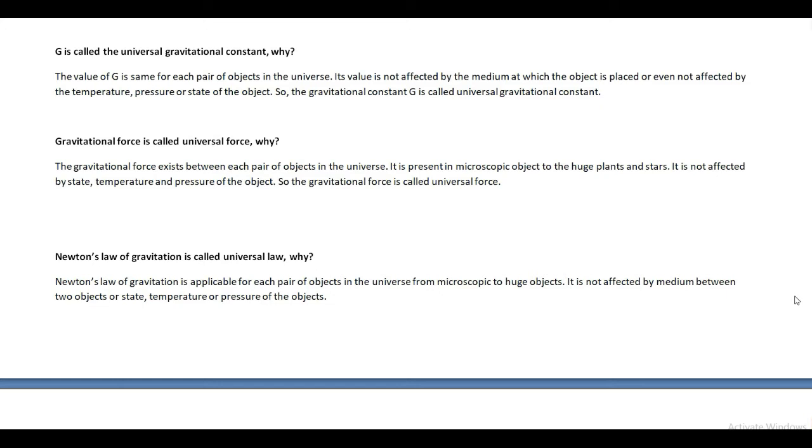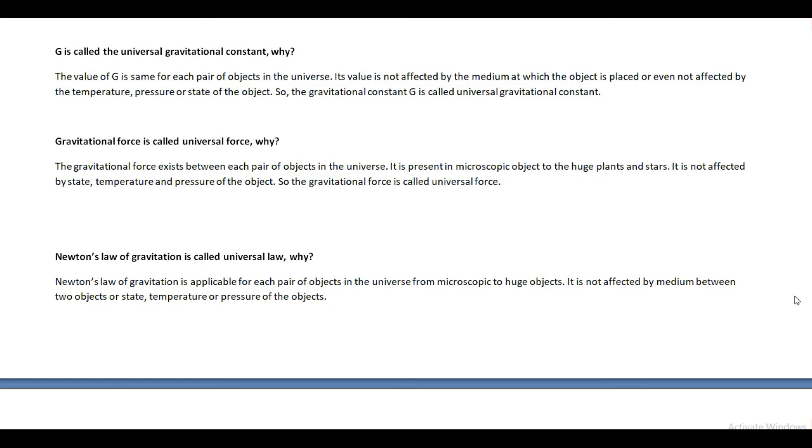And gravitational force is also called a universal force because the gravitational force exists between each pair of objects in the universe, and it is present even in microscopic objects. It exists between heavenly bodies like planets, stars, galaxies, satellites, etc., and it is not affected by temperature or pressure of the object. So the gravitational force is called a universal force.